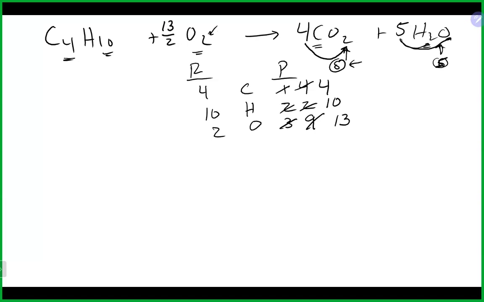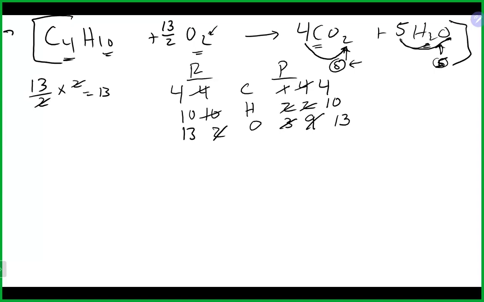Let's see how we did. We now have 4 carbons, 10 hydrogens, and again, when we take 13 over 2 times 2, these guys cancel and we end up with 13. We are technically balanced at this point, but it is not a properly balanced equation, because we still have the fraction. So once again, to get rid of the fraction, we need to multiply this entire equation by 2 in this case, which is the denominator here in our fraction, so that we will clear it.